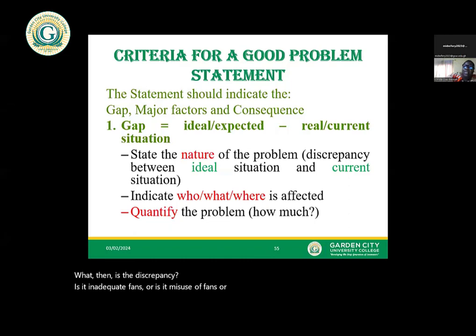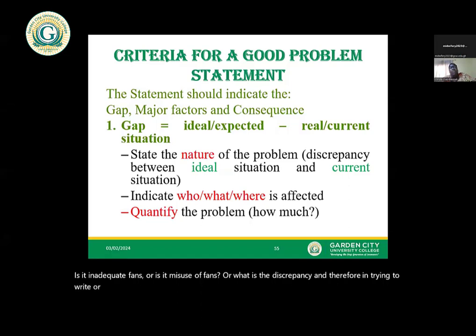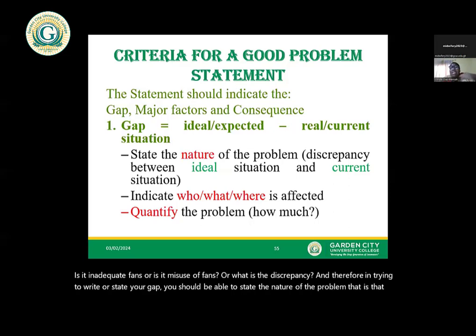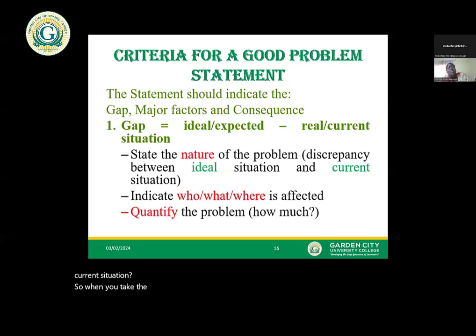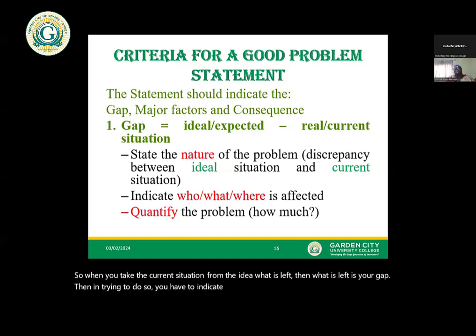And therefore, in trying to write or state your gap, you should be able to state the nature of the problem. That is the discrepancy between the ideal situation and the current situation. What is the ideal? What is the current situation? So when you take the current situation from the ideal, what is left? What is left is your gap. Then in trying to do so, you have to indicate who, what, and where is affected. In trying to tell us about the gap, these ingredients are also necessary.